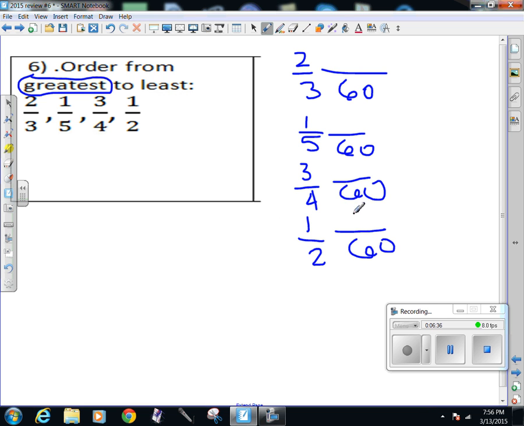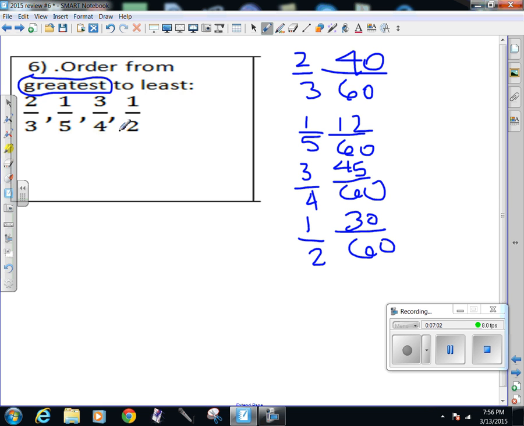Okay, so this one's easy. That's 30. All right, so 5 times 12 is 60, so 1 times 12, that's 12. And 3 times 20, that's 60. 2 times 20, that would be 40. And 4 times, think about the clock, 15, that's 60. So 3 times 15, that's 45. So these are my equivalent fractions.